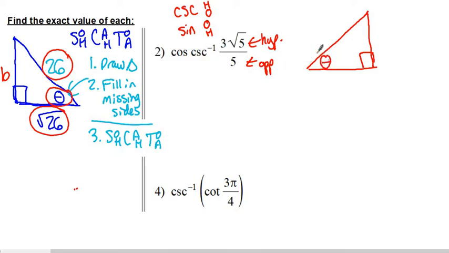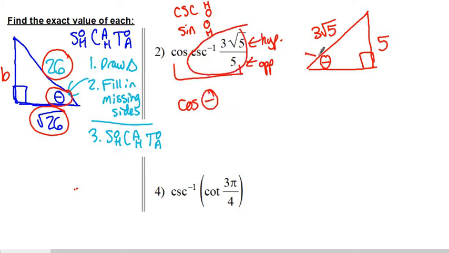So let's draw our theta angle. Opposite to that is 5, and the hypotenuse is 3 root 5. So this right here means take the cosine of, remember this is an angle right here, it's the angle that we just drew. So cosine is what? It's adjacent over hypotenuse. We already know that the hypotenuse of that is 3 root 5. Let's find the adjacent side, which is right here.